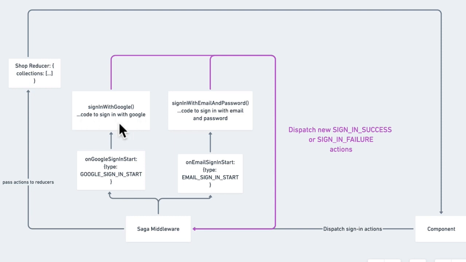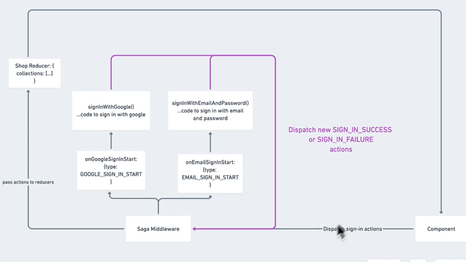And then what it will do, depending on the success or failure, is dispatch new sign-in success or sign-in failure actions, which go back into the Saga middleware. Saga middleware determines that none of the sagas need or are able to consume those actions, and then it passes those actions to the reducer.